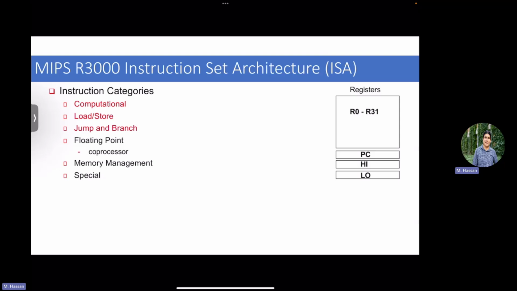Because these are the only ones accessing the memory. And then we have the control ones, which are jump and branch. And then we can have floating point. In this type of machine, it was a coprocessor.